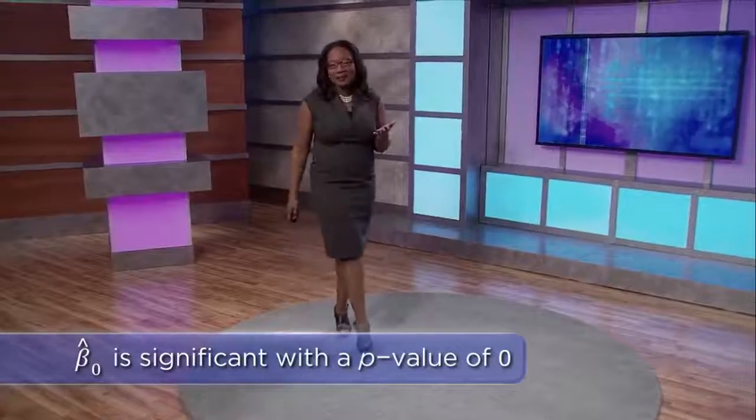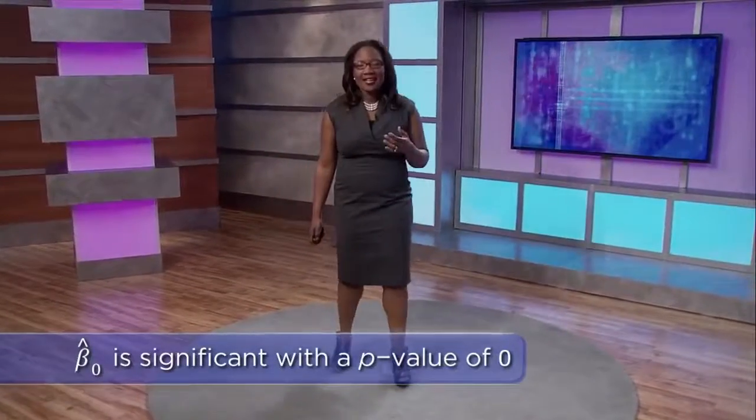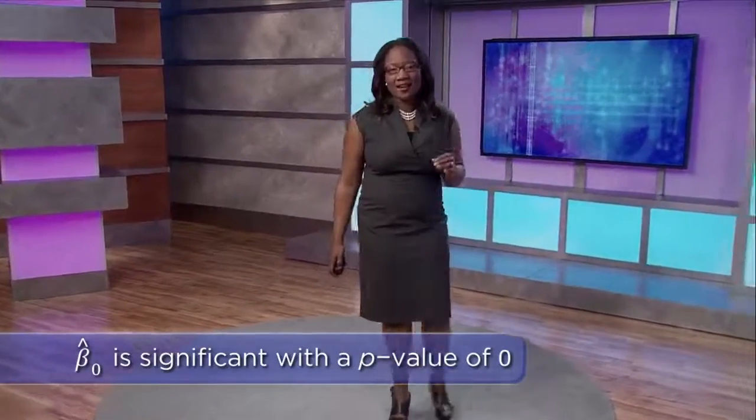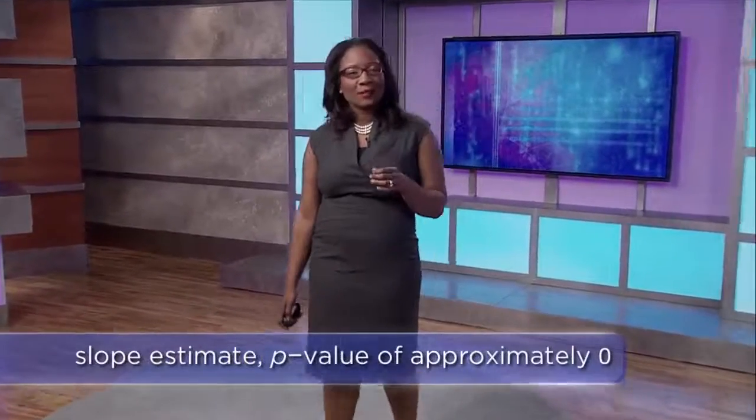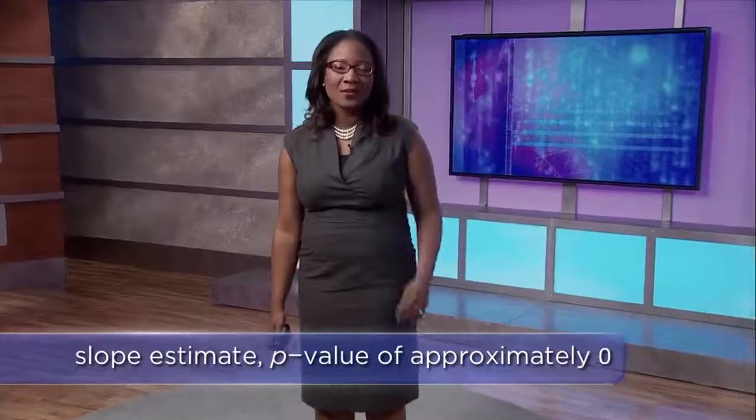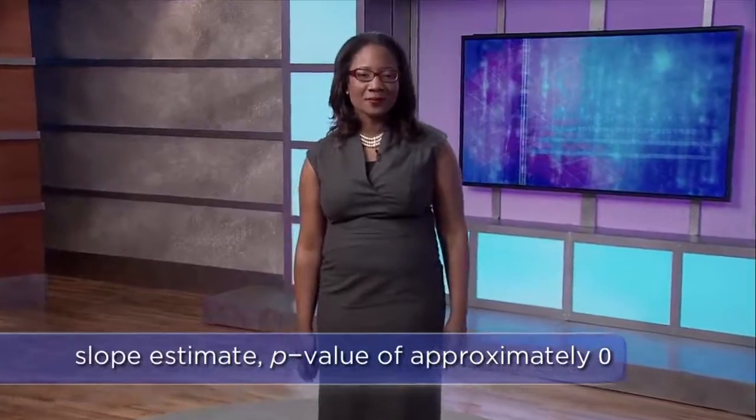Again, the t-value and the p-value columns indicate the result of a t-test. This is checking whether or not the coefficients chosen differ significantly from 0. The intercept estimate, beta naught hat, is significant with a p-value of pretty much equal to 0. Likewise, our slope estimate has a p-value also of approximately 0.